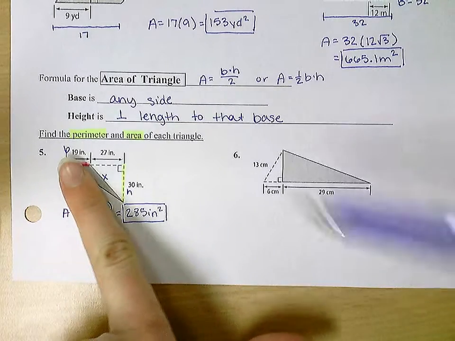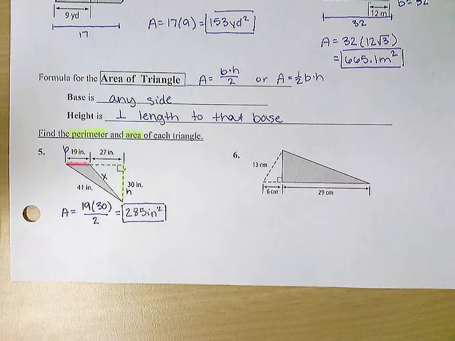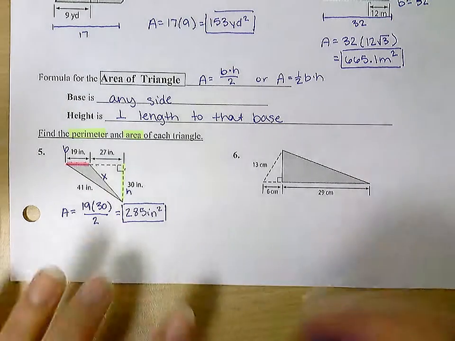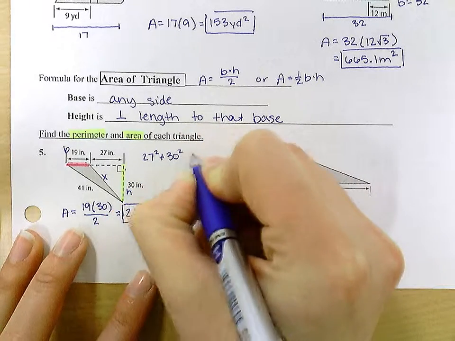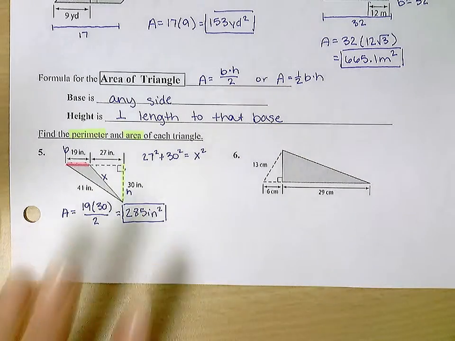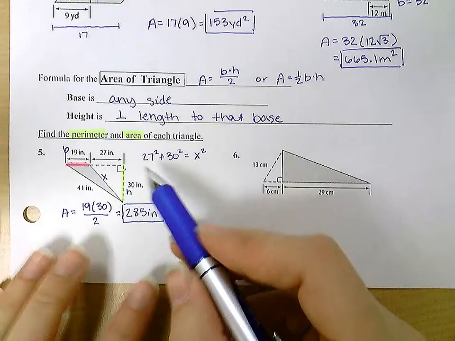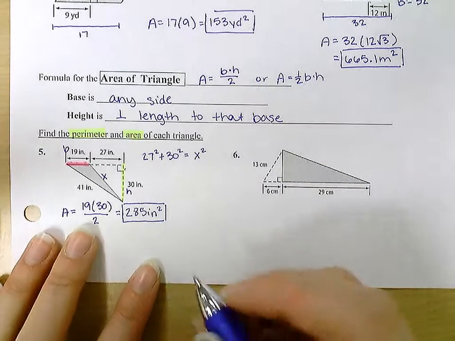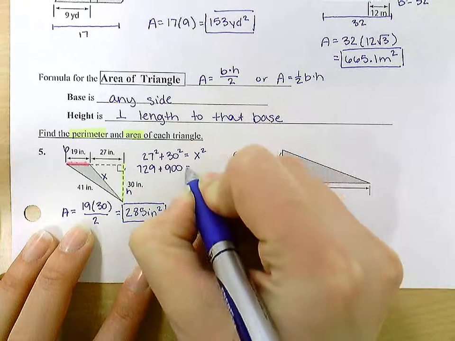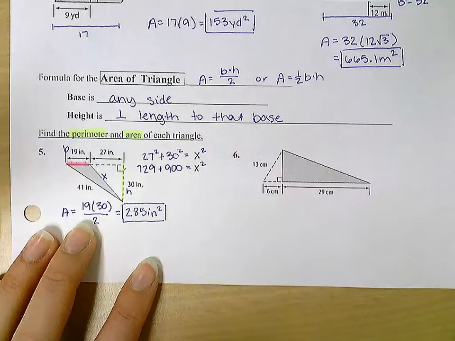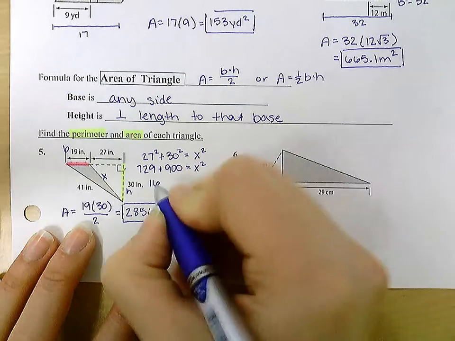Well, if I look at that non-shaded triangle, it is a right triangle. So again, I can use the Pythagorean theorem to solve for that side. So I would have 27 squared plus 30 squared is equal to x squared since I'm solving for that hypotenuse. Okay, 27 squared is 729. 30 squared is 900. Add those together, I get 1,629.